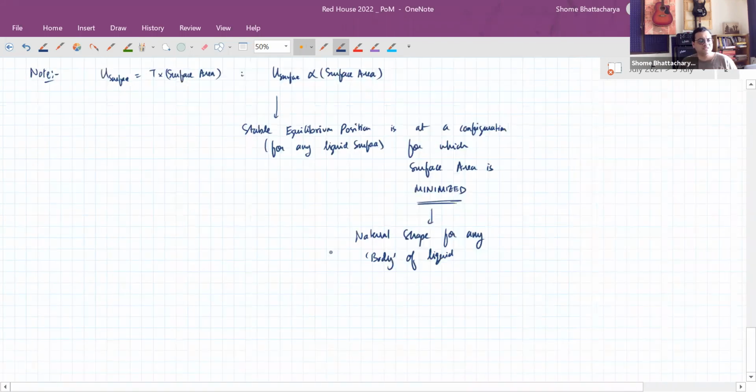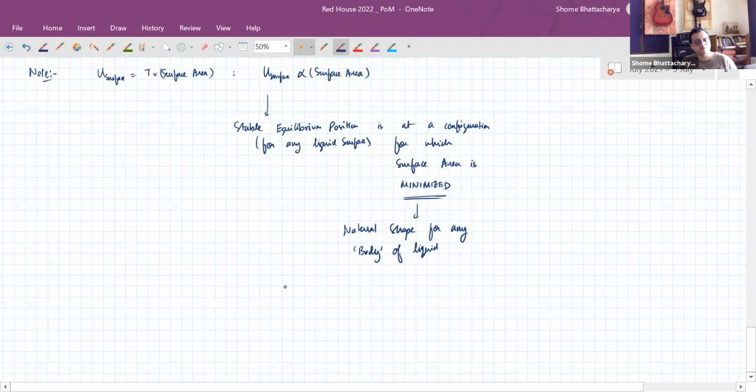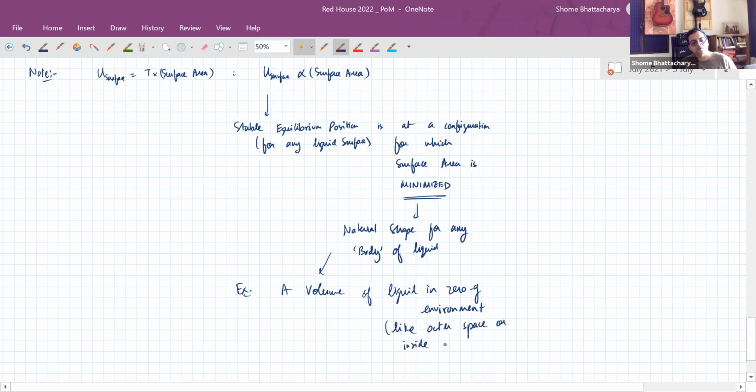So the most obvious example of this is that a volume of liquid in gravity-free space, in a zero gravity environment, like outer space, or inside an orbiting space station. So basically, there it's artificial zero gravity created by centrifugal force balancing gravitational force.